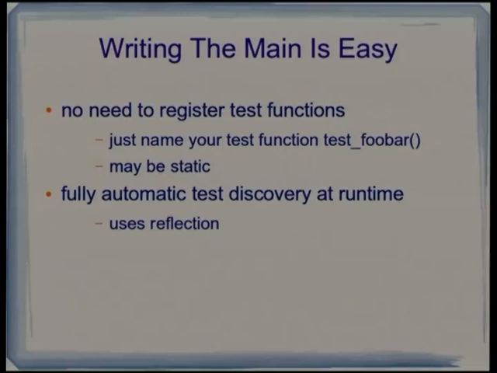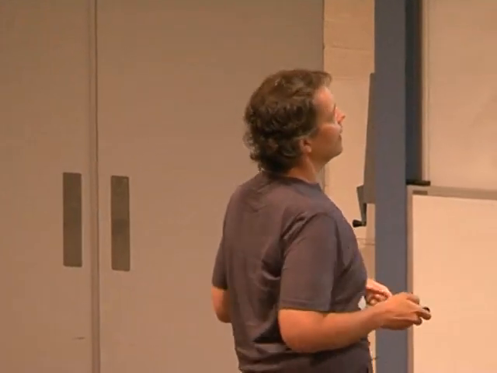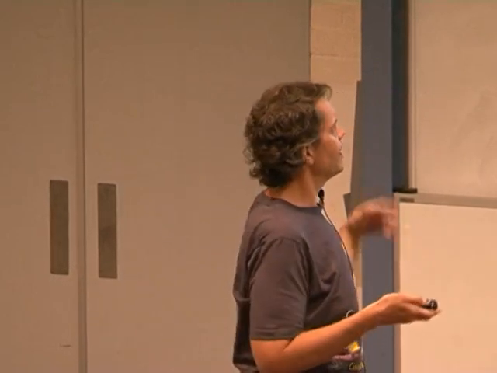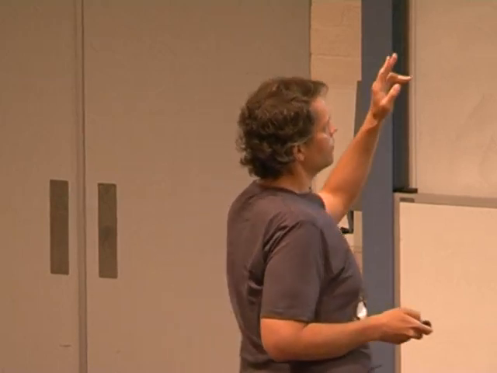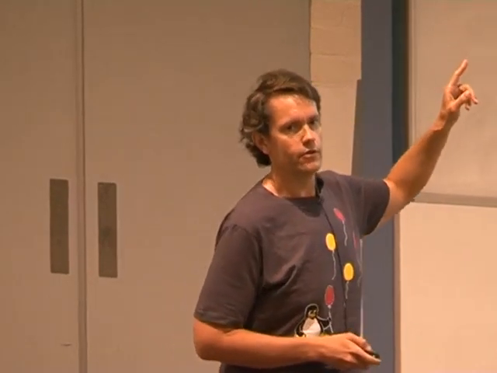Writing the main routine is easy. You don't need to muck about registering test functions. This is something you have to do in CUnit. You have to set up a structure with a map of a string to a function pointer, and blah, blah, blah. It gets difficult. Sometimes you need to arrange for test functions to be external. You've got to figure out how to name them. You can't name two things in two different suites the same way. So what I do is fully automatic test discovery at runtime using reflection.